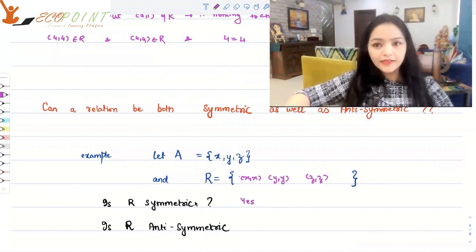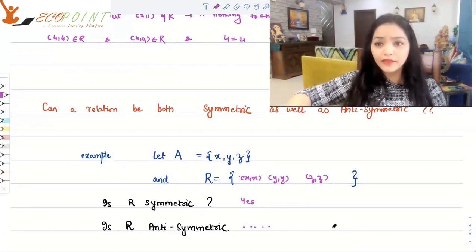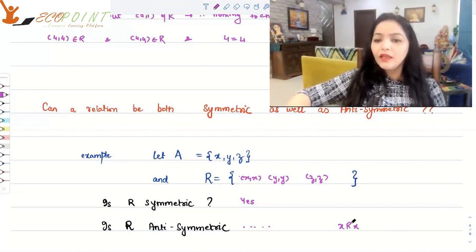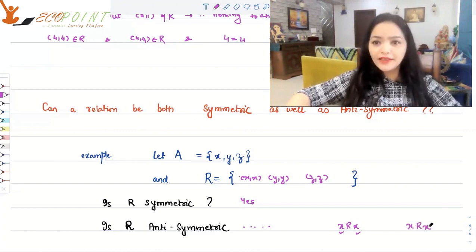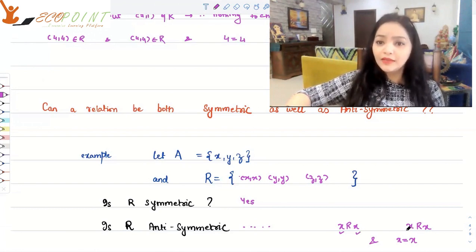Because XRX is a symmetric relation, since X and X are equal, right? Is this relation antisymmetric? With the example of (4, 4), I think you must have understood by now that this relation is also antisymmetric. Why? Because XRX is happening, and since X and X are the same thing, if I take it the other way around, XRX, then also, since X is equal to X, it's an antisymmetric relation. So in case a relation is symmetric, it can be antisymmetric at the same time.